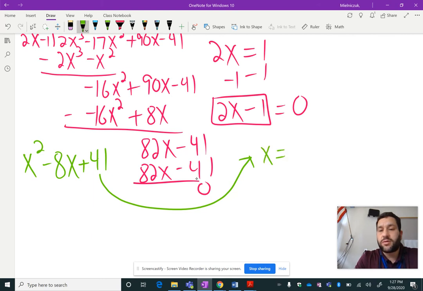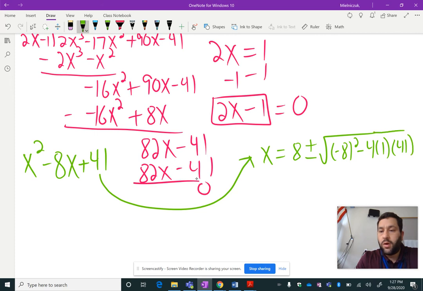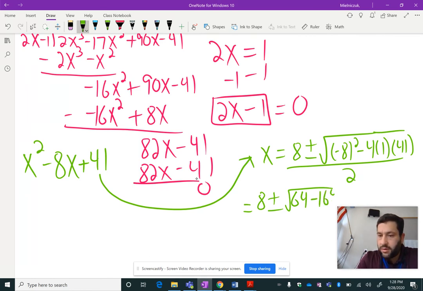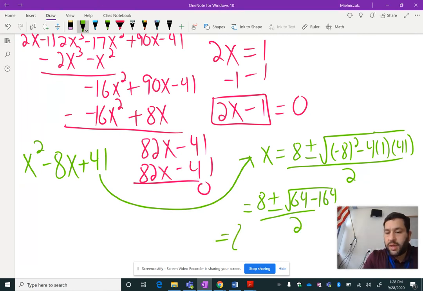So x equals negative b, so 8, plus or minus the square root of b squared, so negative 8 squared, minus 4 times 1 times 41, all over 2. So this will equal 8 plus or minus the square root. Negative 8 squared is 64, so 64 minus 164, that's negative 100, over 2.